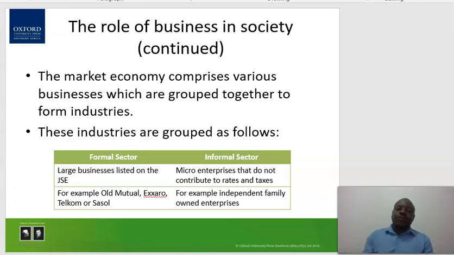The market economy also comprises various businesses which can be grouped to form industries, and these industries are normally classified into two, being the informal sector and the formal sector. The formal sector comprises large businesses, formally registered, but the informal sector usually comprises those micro enterprises that may not really contribute to rates and taxes. In most cases, they may also not be properly registered. For example, independent family-owned businesses form part of the informal sector.